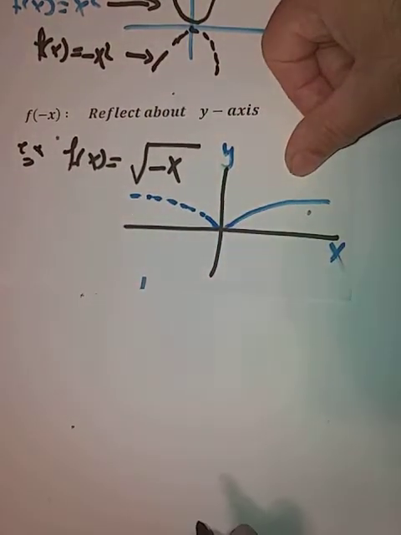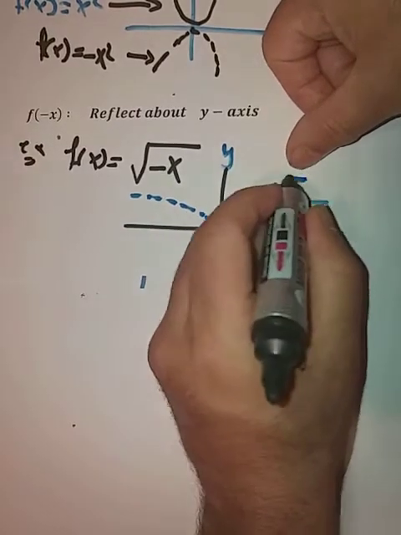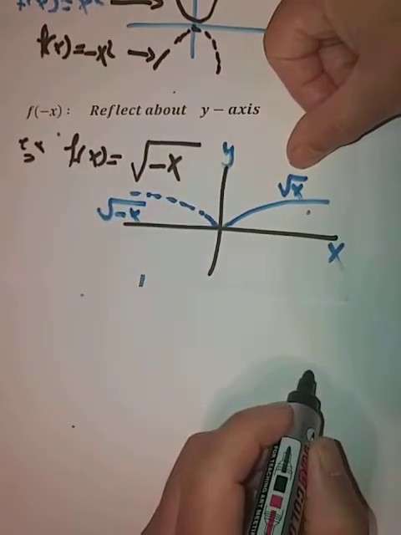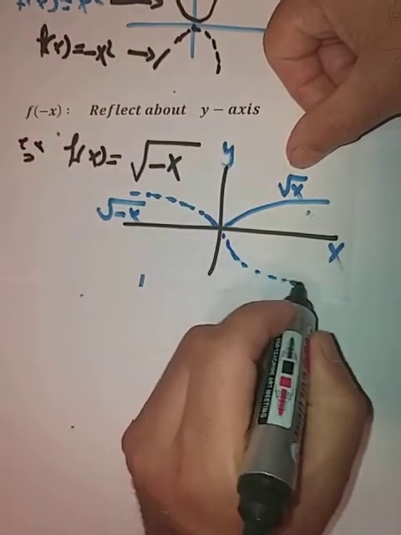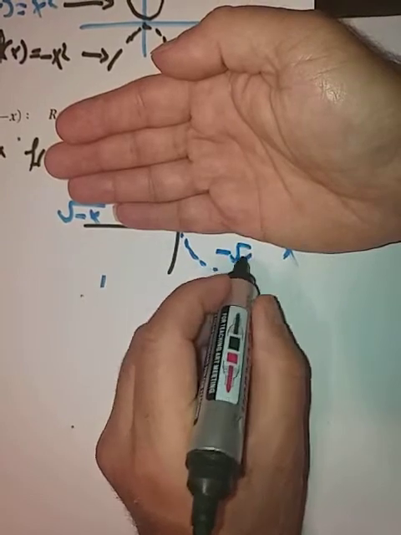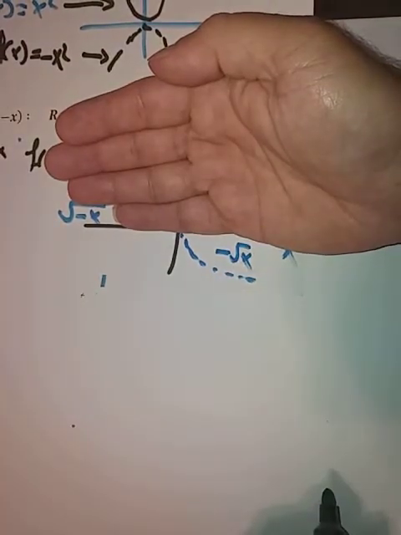Okay. This is the graph of radical x, and this is the graph of radical minus x.